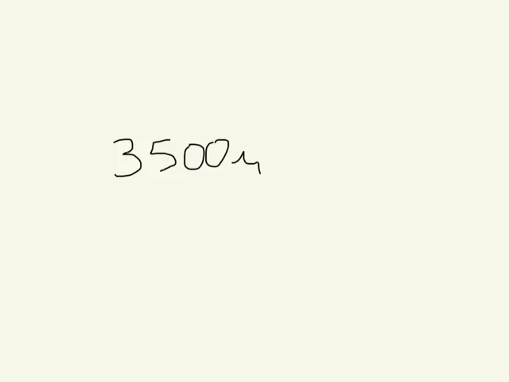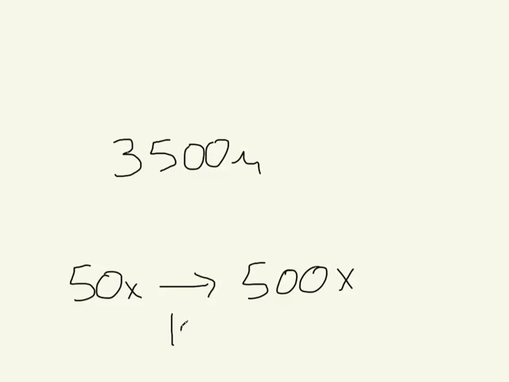So the way we do this is pretty simple. We know that the original field of view is 3,500 microns, and we know we went from an original 50 times to 500 times, a factor of 10 times. So you know that the magnification is increasing, so that means the field of view must be getting smaller. When magnification goes up, our field of view decreases.